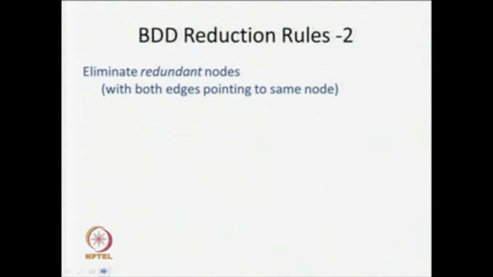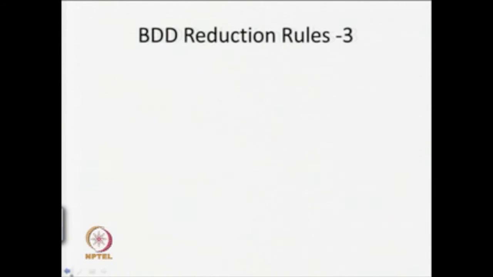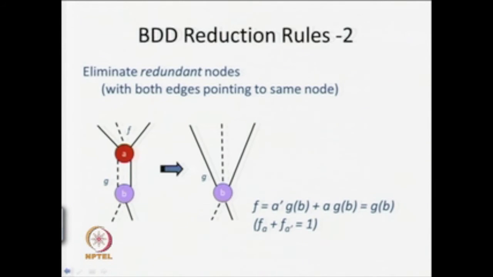The second reduction rule is to eliminate redundant nodes. That means nodes with both edges pointing to the same node. Just see that we have this partial BDD. We take some decision and come to A. When A equals 0, it is pointing to this non-terminal node. When A equals 1, again it is pointing to this non-terminal node.